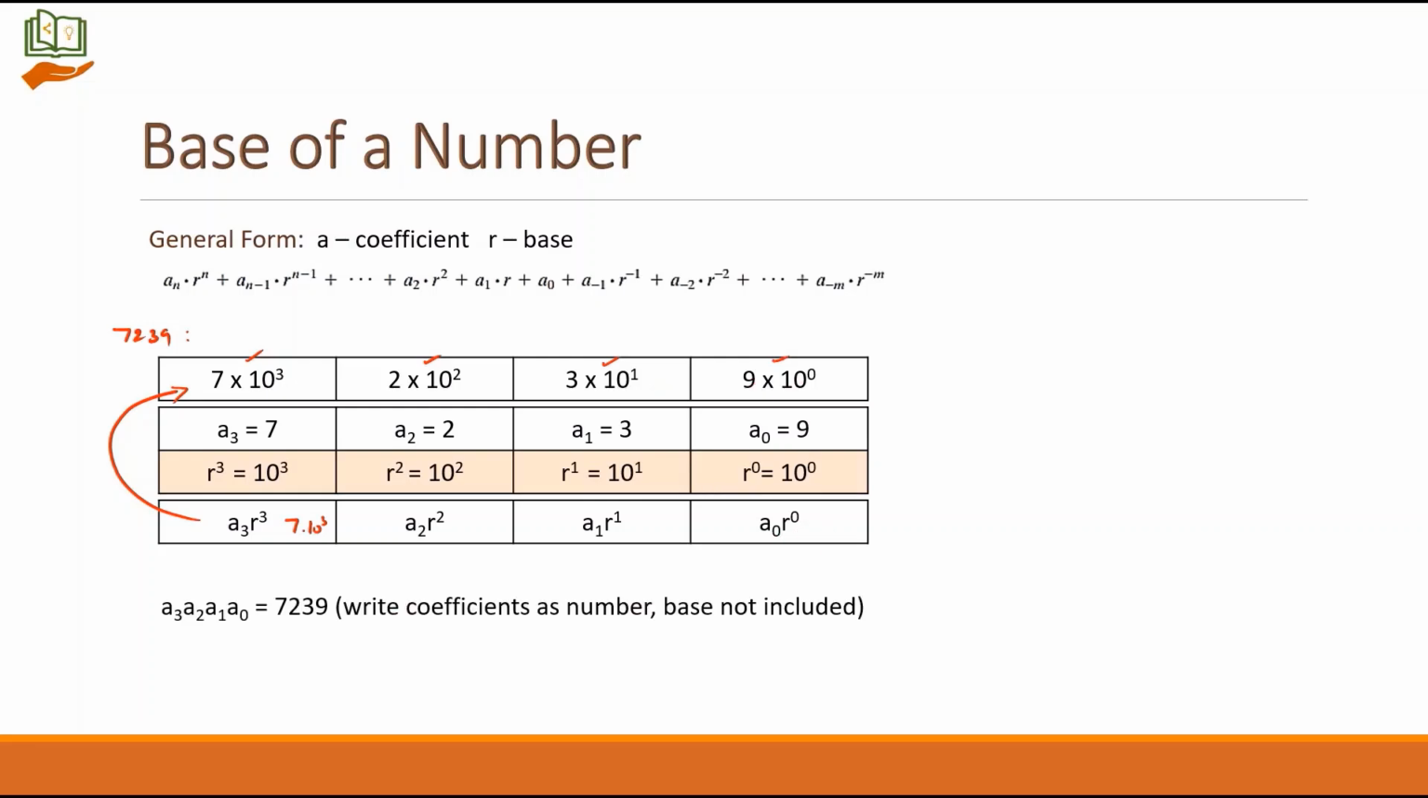So while writing the number, we write the coefficients in this form. We start from the right side and move towards the left: A0, A1, A2 and A3. So we are writing the coefficients as a number without including the base.